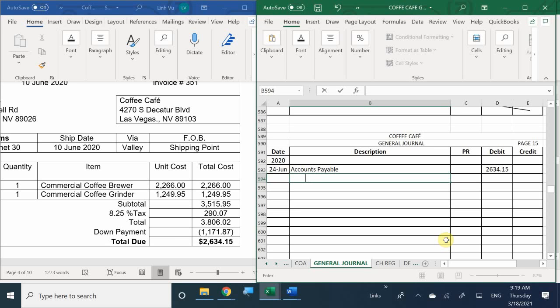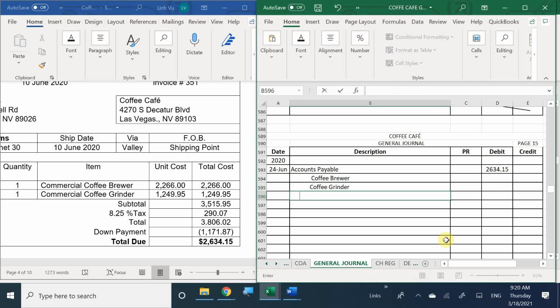What does a discount do to an item? We credit it. We're going to credit them. Yes. So coffee brewer. And we're going to also credit our coffee grinder.